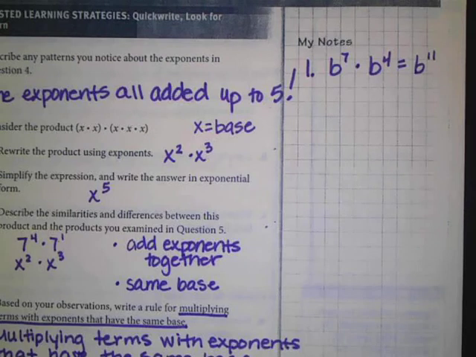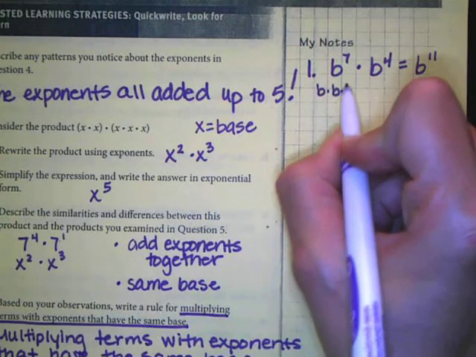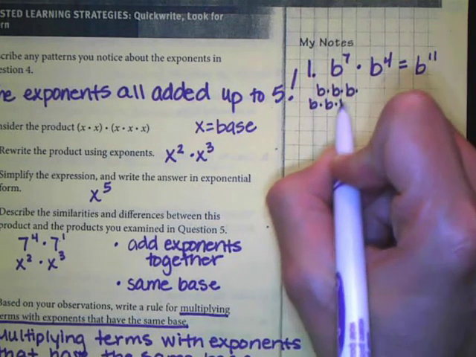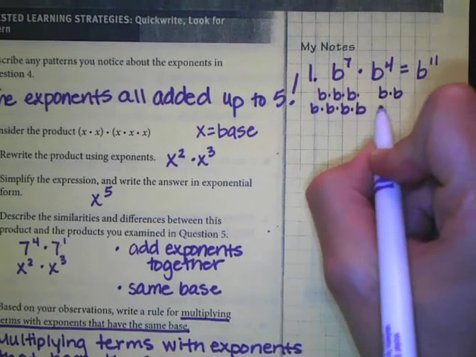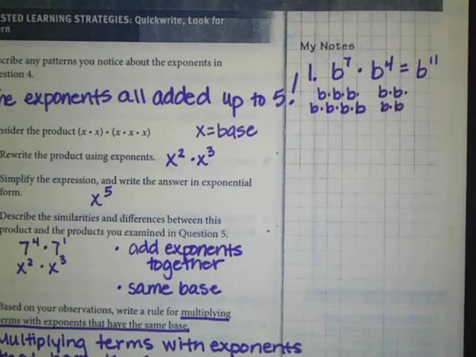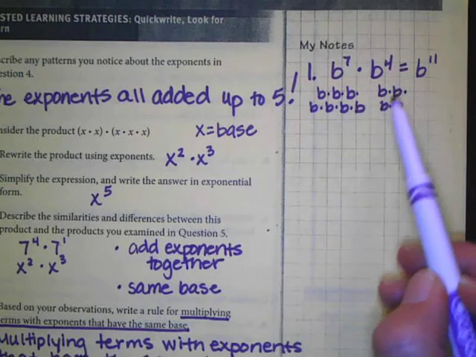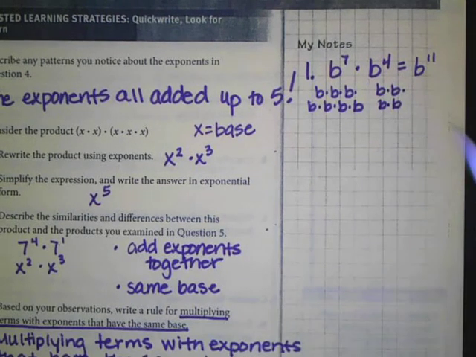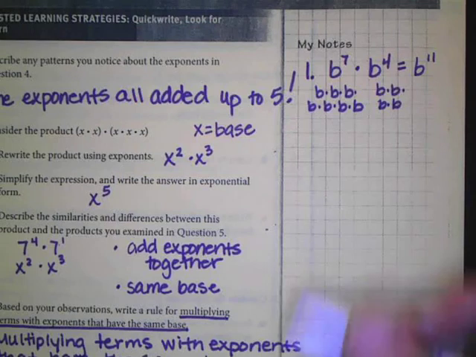What happens if you forget the rule? Could you still solve this? What does b to the 7th look like? It's just going to be b, 7 b's: b times b times b times b times b times b times b. What does b to the 4th look like? b times b times b times b. So how many is that? 1, 2, 3, 4, 5, 6, 7, 8, 9, 10, 11. So even if you forget this rule that you just found, you can still find the answer by writing it out in expanded form.